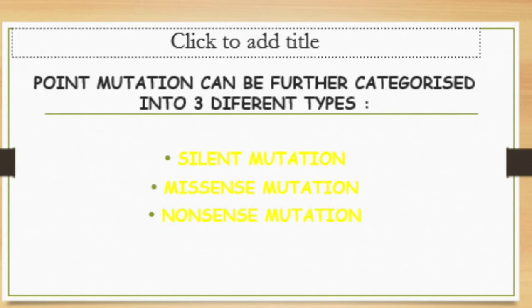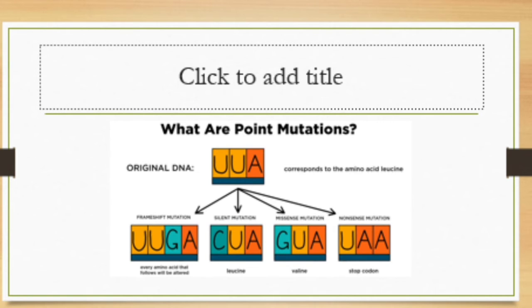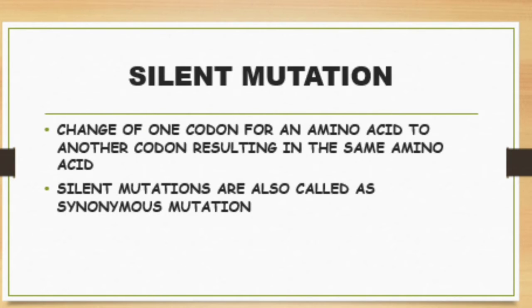Yeah, we said point mutation can be further categorized into three different types of mutations. One is silent mutation, one is missense mutation, and another one is nonsense mutation. So what is silent mutation? We'll come back to this image later. Let's see this image. This is the original DNA, which consists of the corresponding amino acid, which is leucine. So let's see, what does silent mutation mean?